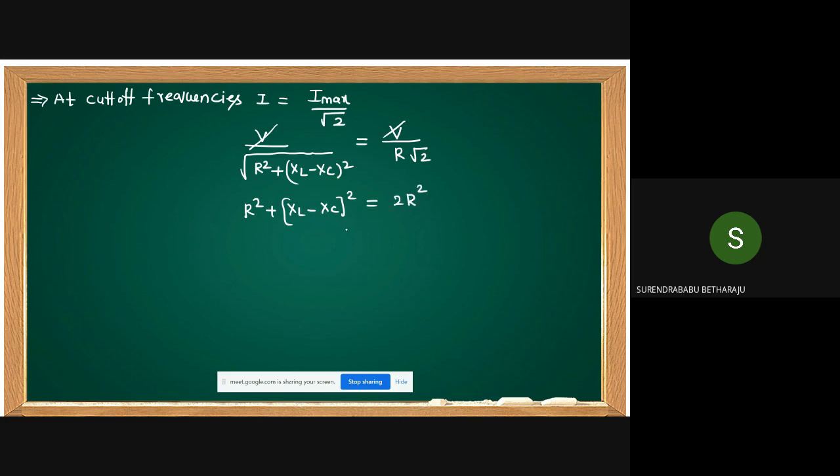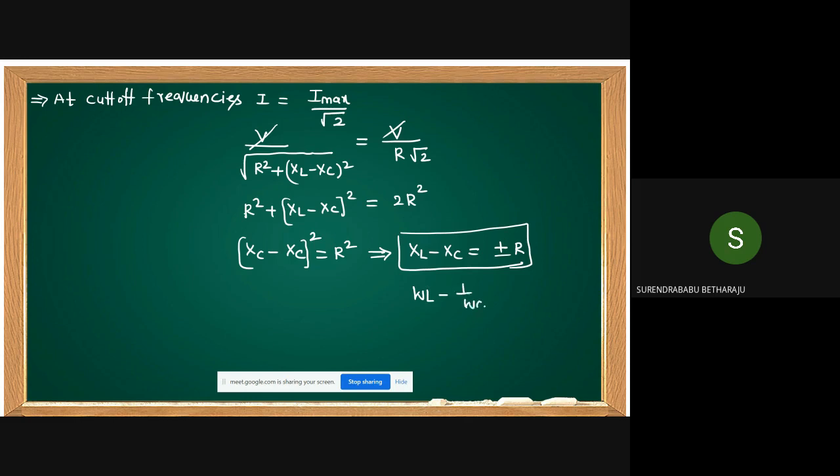Square on both sides, students. Then very important formulas we can get here. XL minus XC whole square equal to R square, you bring this R square to this side. Then from this, what is XL minus XC, sir? XL minus XC equal to plus R or minus R. Here we can write two formulas. We also write this as omega L minus 1 by omega C is equal to plus R or minus R.